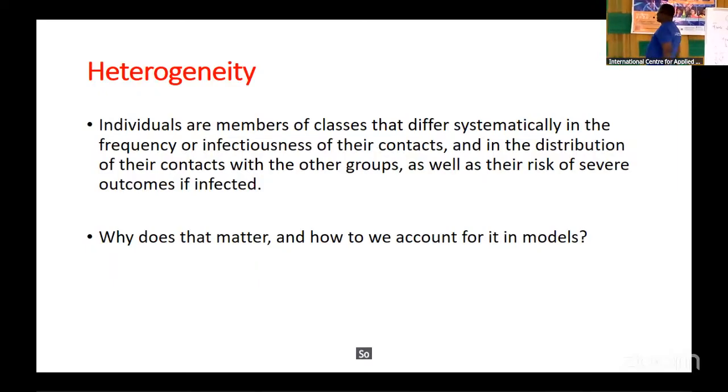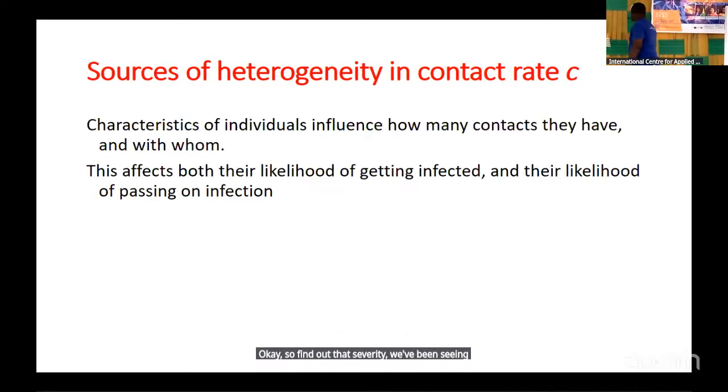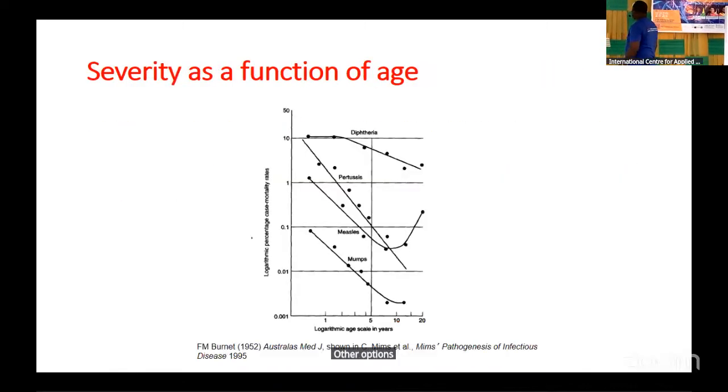So why does that matter? And how do we account for all of these in the models? Okay, so you find out that severity here is being seen as a function of age.